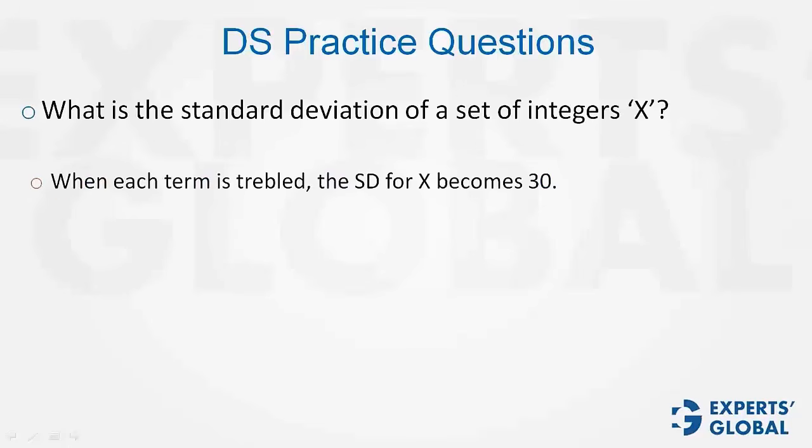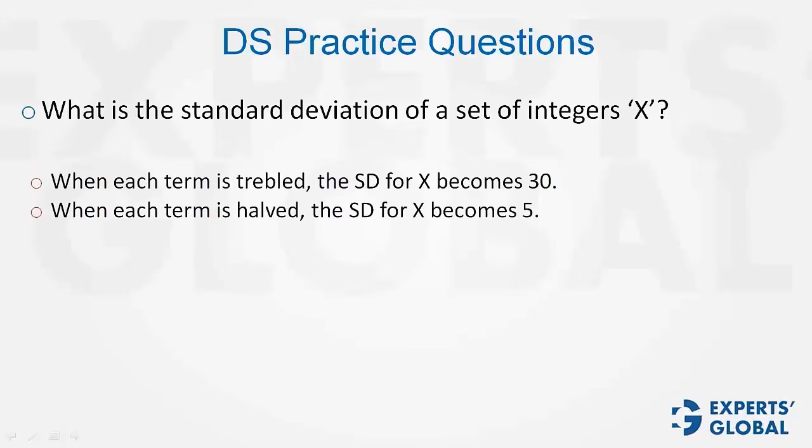What is the standard deviation of a set of integers x? When each term is trebled, the standard deviation becomes 30. That means originally the standard deviation must have been 1/3 of 30. It must have been 10. Statement 1 is sufficient. When each term is halved, the standard deviation becomes 5. That means originally the standard deviation must have been double of 5. Originally it must have been 10. Statement 2 is also sufficient. The right answer is option D.